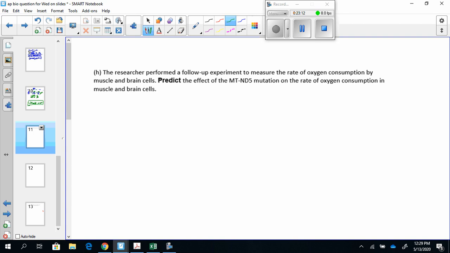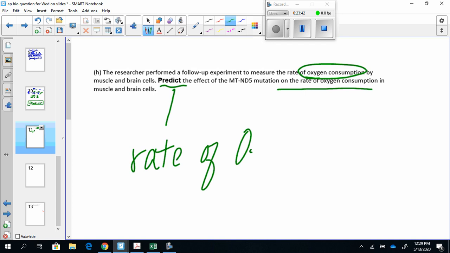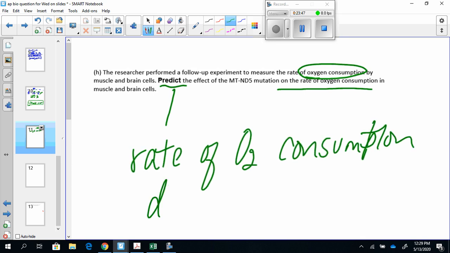All right, next question. The researcher performed a follow-up experiment to measure the rate of oxygen consumption by muscle and brain cells. Predict the effect of the mutation on the rate of oxygen consumption. So predicting, I just have to say, is it going to go up? Is it going to go down? Is it going to stay the same? Well, I definitely think that oxygen consumption is going to decrease. So the rate of O2 consumption will decrease.